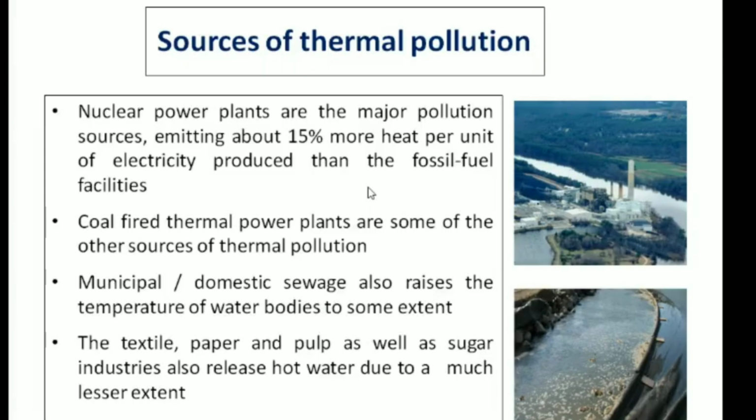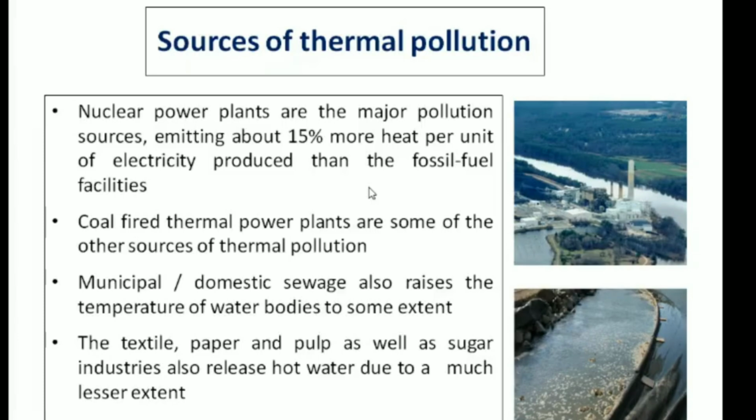When this hot water is discharged, it will lead to extinction of some species, some aquatic plants and aquatic animals. So it's a very big threat to aquatic plants and aquatic animals. So thermal power plants and nuclear power plants are an important source of this thermal pollution.